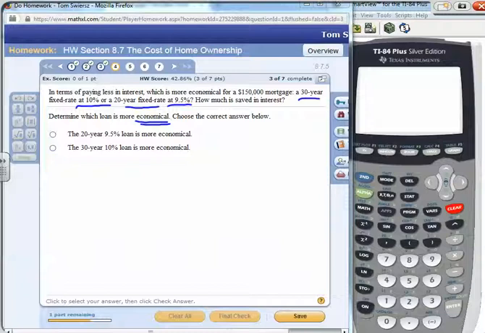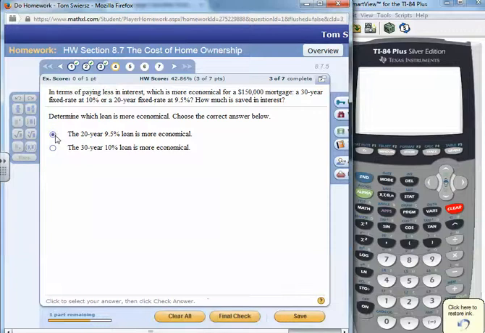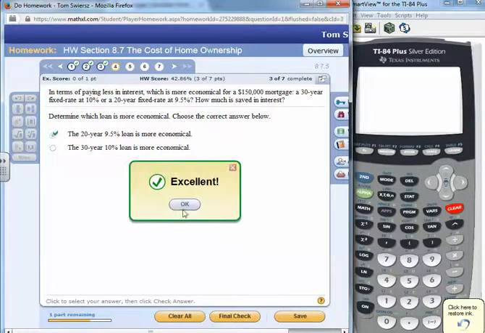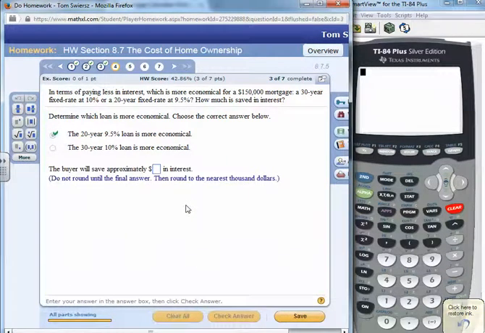We know that the 20 years is a shorter time, and also it's got a lower interest rate, so we definitely know that the 20-year at 9.5% is going to be more economical. So with that, we don't even have to worry about calculating any numbers. We can just use our common sense and realize that the 20-year loan at 9% will be more economical. Now, how much will the buyer save?